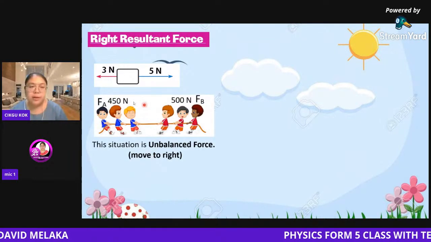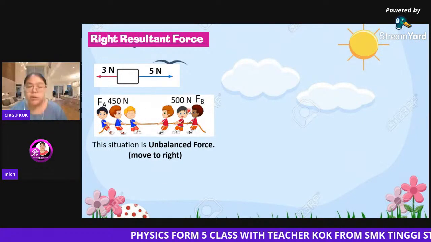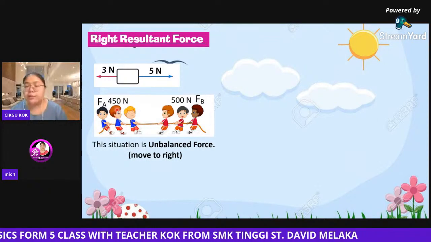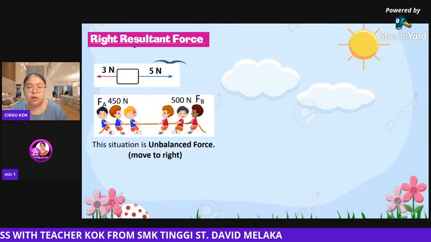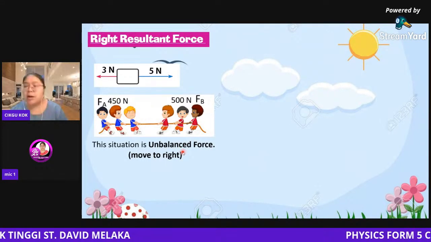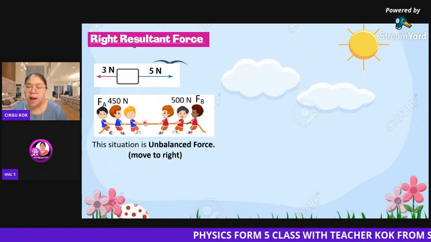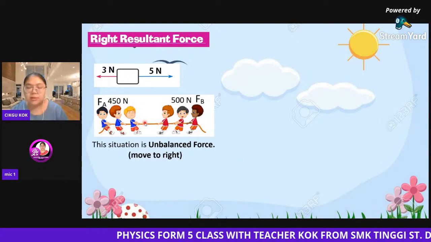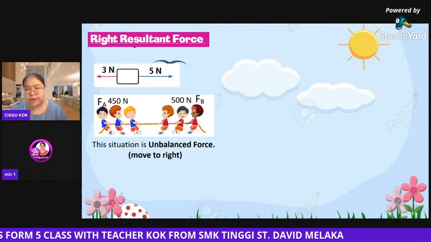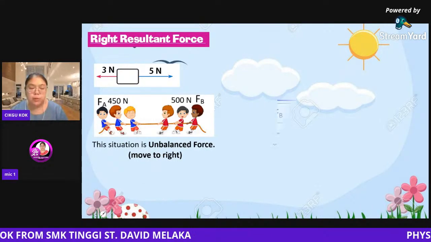Okay, from here, this one is also the same situation. On the right hand side, they are using 500 Newton to push it. On the other side, 450. So finally, you still have 50 Newton left, going to the right hand side. So we call this a right resultant force. Then we can also call it an unbalanced force. If the question asks what is the final resultant force, your answer should be 50 Newton to the right. Okay, you must mention the direction where the force goes.